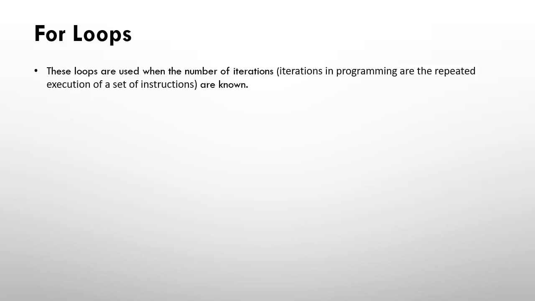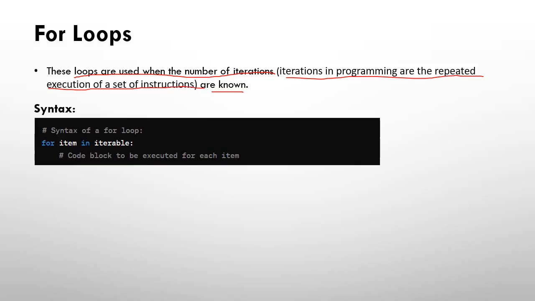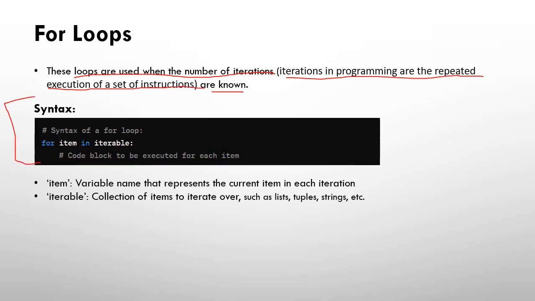Starting with for loops. These loops are used when the number of iterations is known. Iterations in programming are the repeated execution of a set of instructions. So this is the syntax for for loops. Here, item means the variable name that represents the current item in iteration, and iterable is the collection of items to iterate over, such as lists, tuples, strings, etc. We will study lists, tuples and strings in our upcoming videos.